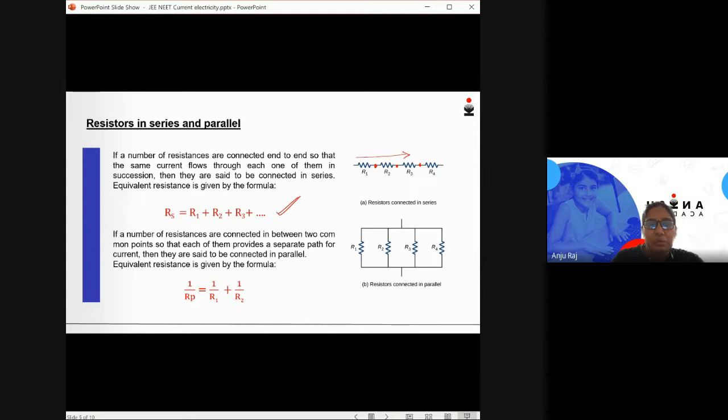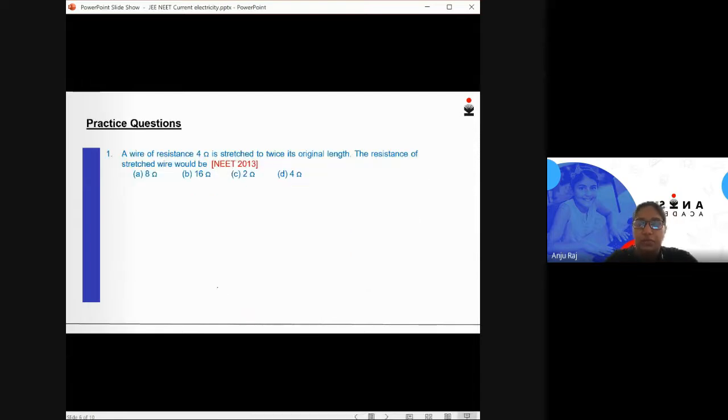When they are given in parallel, what happens is the resistors are connected in this manner. It's not end to end. You can see here, they are having separate connections, that is, a separate path will be there for current, but the potential difference will be the same. So here the equivalent resistance is given by 1 by Rp is equal to 1 by R1 plus 1 by R2. So these are the basic formulas that you need for today's problems. So let us start with the problems.